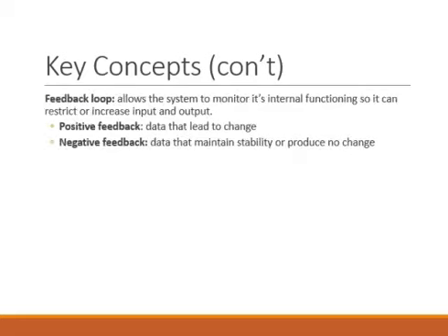All right. So next we're going to talk about feedback. You've probably heard a couple different types of feedback or feedback loops. Feedback loops allow the system to monitor its internal functioning status so that it can either restrict or increase its input and output to maintain its highest level of functioning.